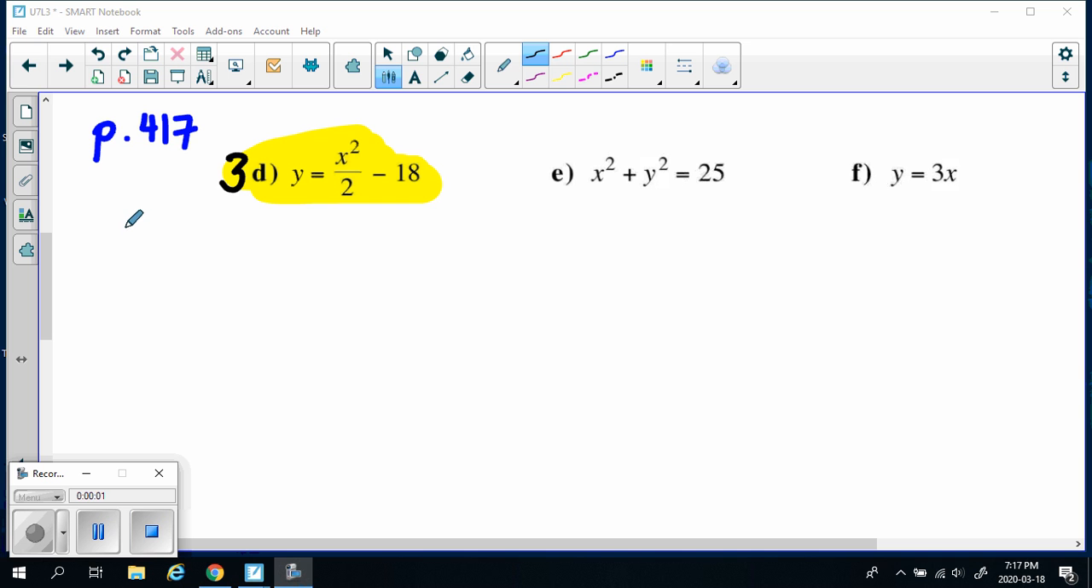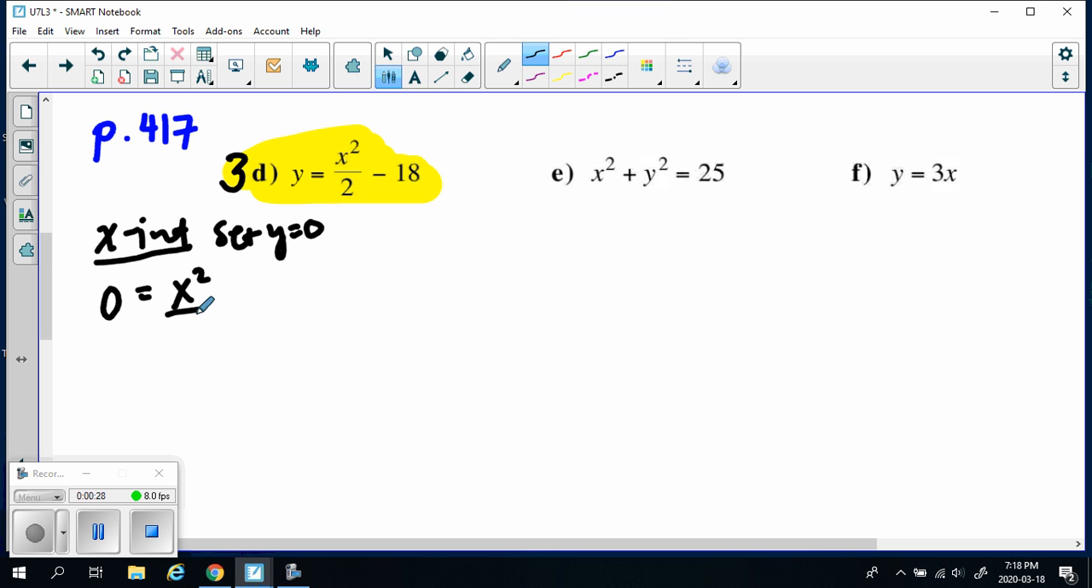I was asked by a student, how do I do this question? This is on page 417, number 3D, and I'm supposed to find the x-intercepts and the y-intercepts. So we'll do the x-intercepts first. In general, to determine the x-intercepts, we're going to set y to 0. So if we plug that into the equation, we have 0 is equal to x squared over 2 minus 18.